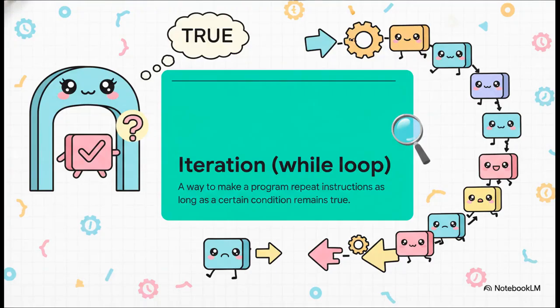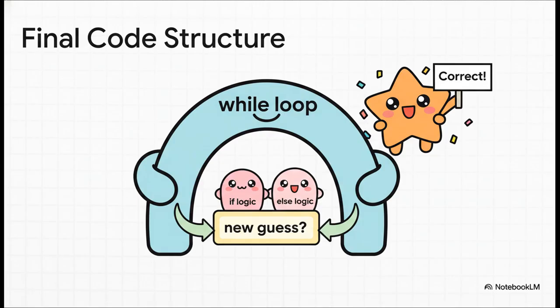The tool for this job is something called iteration, and specifically, we're going to use the while loop. You can think of a while loop like a persistent gatekeeper. It checks a condition, and as long as that condition is true, it just keeps running the block of code inside it again and again and again. And this is what our new code looks like. See how that while loop basically acts like a wrapper or a container? All of our smart feedback logic, the too high and too low stuff, is now tucked right inside it. This simple structure is what gives our game its replayability.